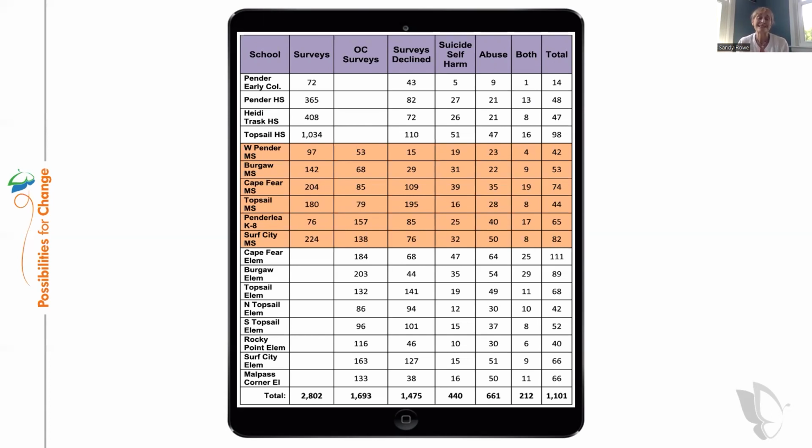And so you can see from this that we really didn't know what we didn't know. And it was really good that we staggered it, because we ended up having over 1,000 children that needed follow-up within 24 hours.